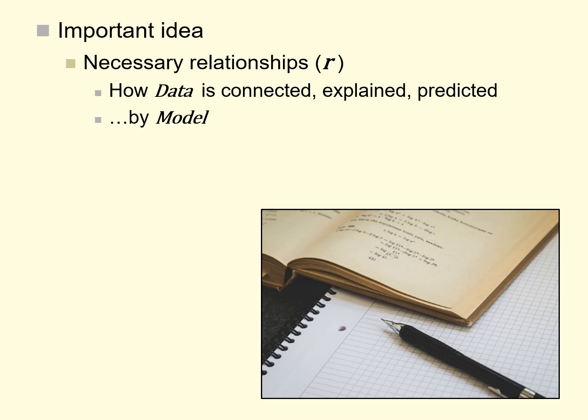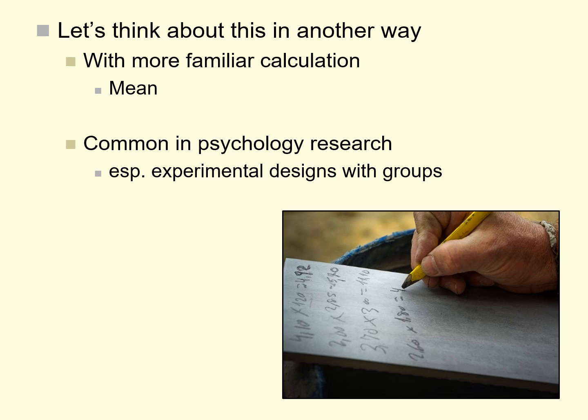But again, the important idea here is that I'm trying to emphasize this idea of a necessary relationship, how the data is connected or explained or predicted by the model. And if my example isn't really all that helpful to you or doesn't connect to research you do, let's think about it a different way, and let's use a more familiar calculation. Let's use the mean instead of rank order.